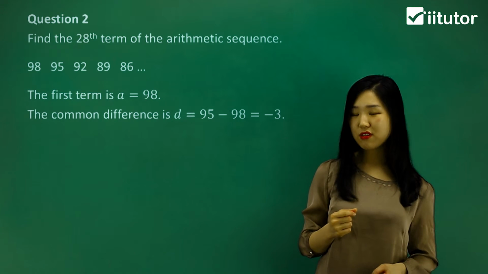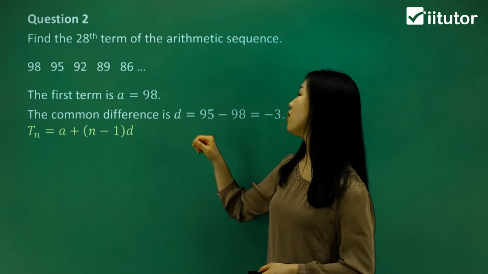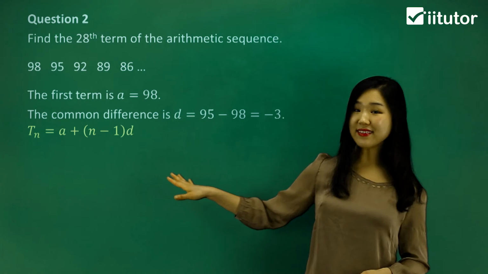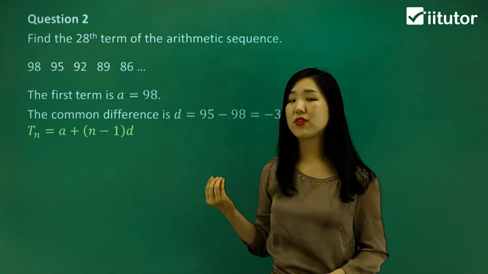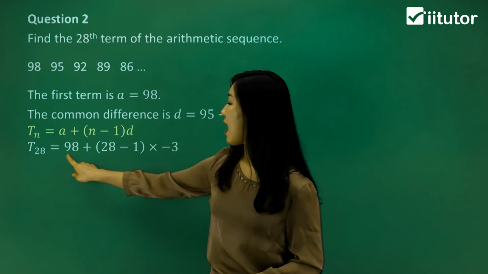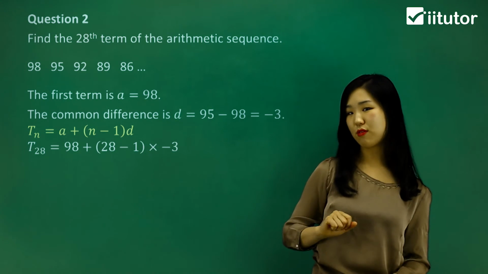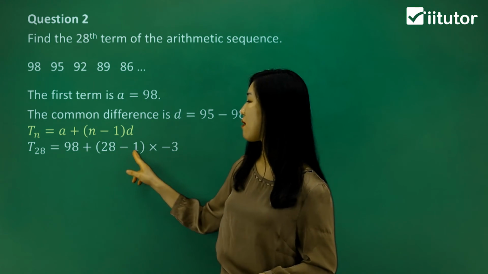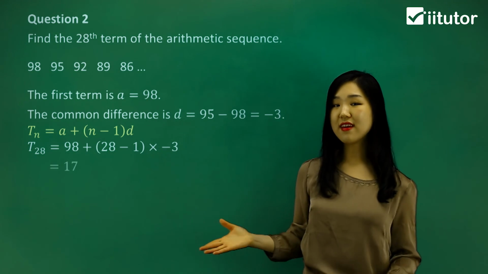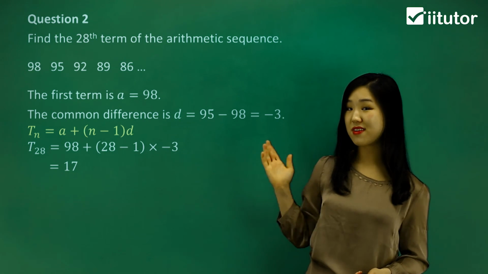And we want the 28th term. Now again, we're going to use our Tn formula, a plus n minus 1 d. We've got our a, we've got our common difference, and what's going to be n, guys? N is simply going to be 28 because we want the 28th term. So I make it T28, the 28th term, a, which is 98, plus n, which is 28 minus 1, and d, which is negative 3. And just calculate that for me. 28 minus 1 is 27. Multiply that by negative 3 and simply add your 98, and you just get a value of 17. So 17 is the 28th term of this arithmetic sequence.